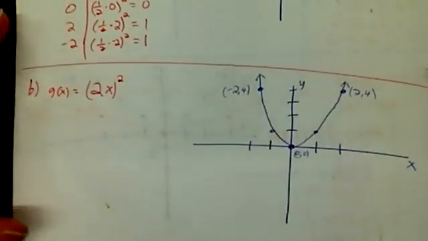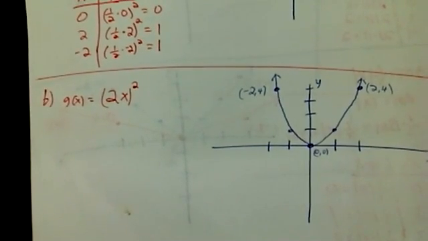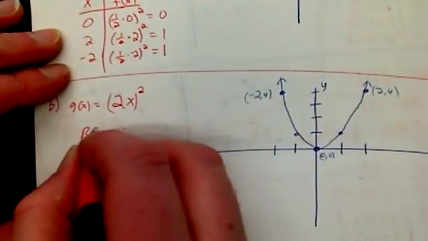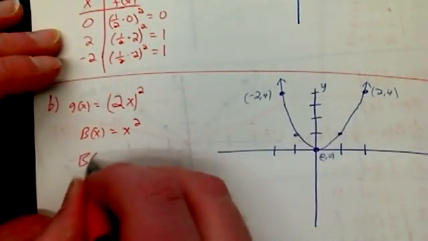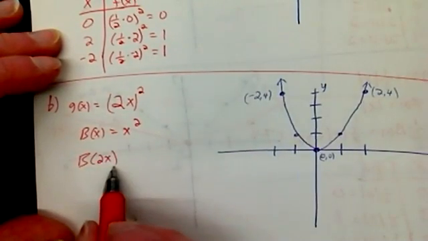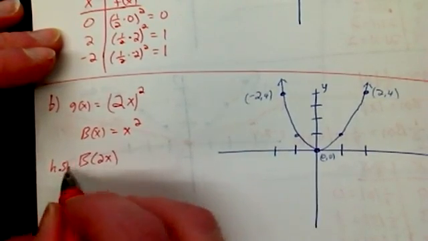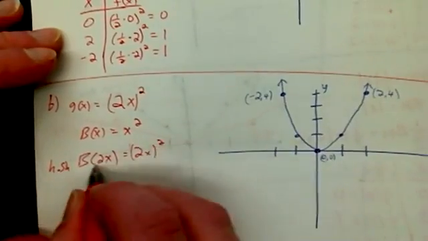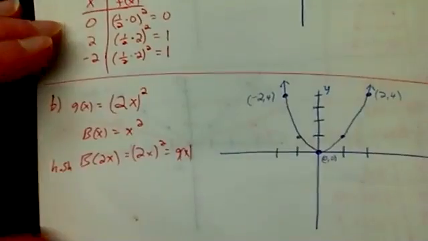Likewise, g of x equals 2x squared. I'm expecting a horizontal shrink, okay? So I'll track those same points. B of x is x squared, which I have right here. To get this, I need b of 2x, which I'm going to remember, oh yeah, that's a horizontal shrink. That's going to be 2x quantity squared. Plug a 2x in wherever you see an x. That's exactly what we want.